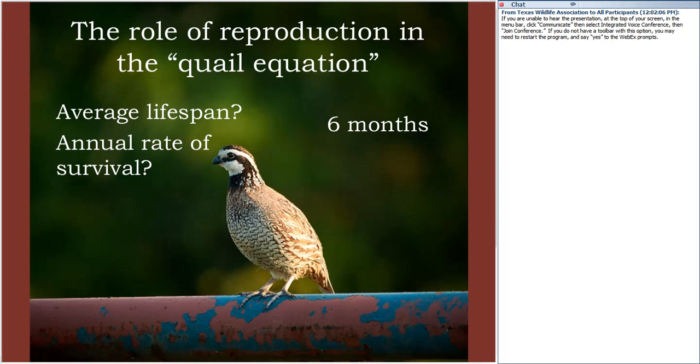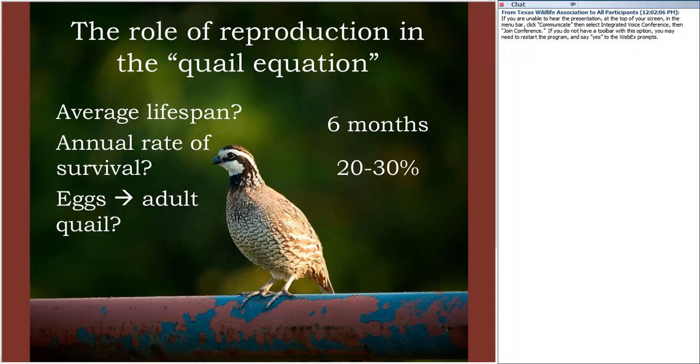So given that their average lifespan is fairly short, what do you suppose is the annual rate of survival in terms of the percentage of a population that persists from year to year? Probably not too surprising that it's really only about 20 to 30%. So what that means is that only about 1/5 of the birds that are here now are going to still be here at the same time the following year. So essentially there's just a very high rate of attrition and very high turnover rate for our quail populations.